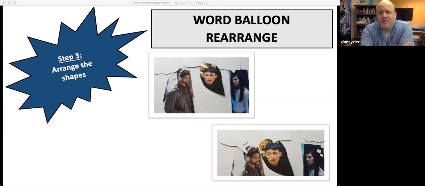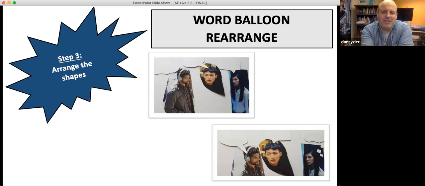And you can see in the example I've given you here, I thought I was going to have the character on the left thinking, and then the character in the middle was going to say something, and then the character on the right was going to say something. But I started changing the story in my head as I was thinking it through, and I decided to rearrange it.